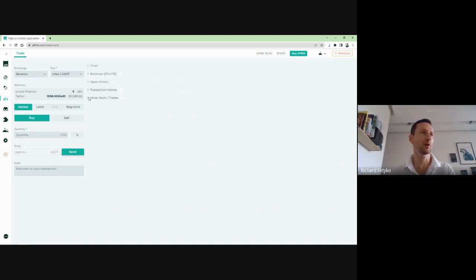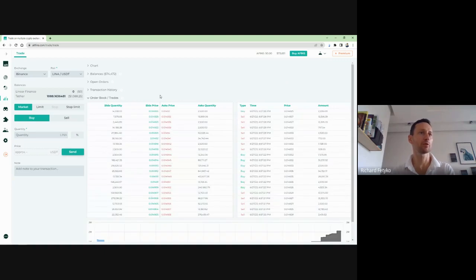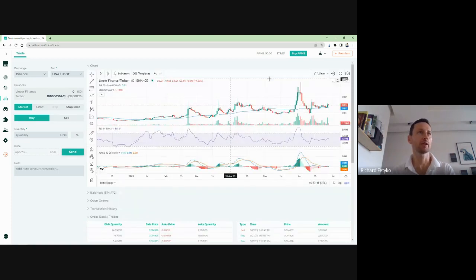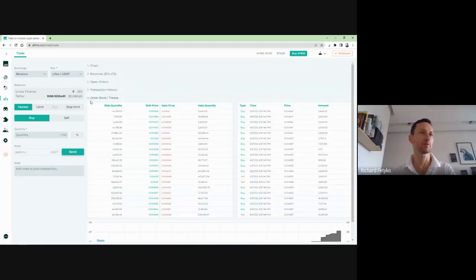And so let's go ahead and place a trade here. So this is the order book. This is where I can buy and sell at these levels. So let's take a look at the chart again, right? Here's the linear finance chart. Okay, so where's the price right now? 0.0149 or so. So I want to buy, let's just say $500 worth.